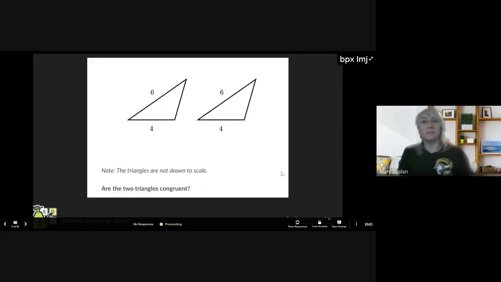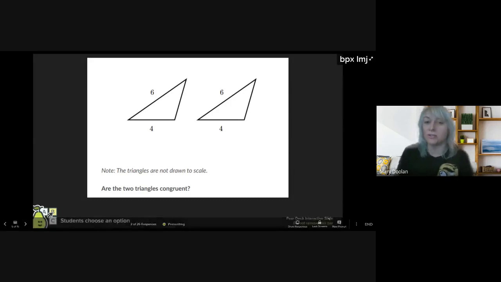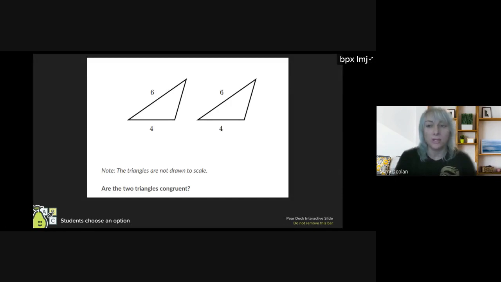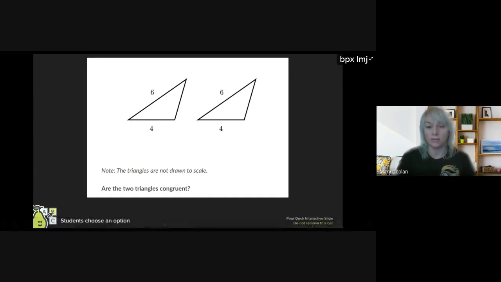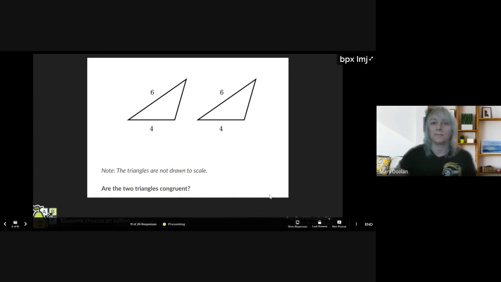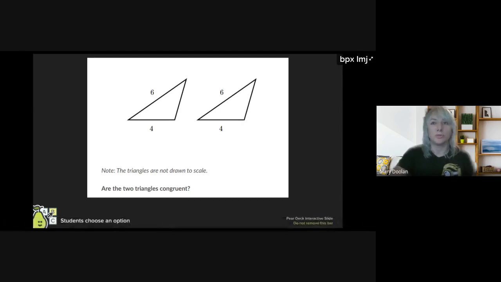Okay, here's another one. It's important to note that these triangles are not drawn to scale. Are the two triangles congruent? The information that we have from this picture is that this length is 6 and this length is 6. This length is 4 and this length is 4. Are these two triangles congruent? Your choices are yes, no, not enough information. So go to your Pear Deck tab and choose either yes, no, or not enough information.